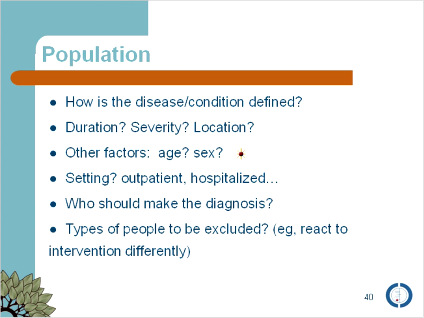Maybe other factors that you need to consider, like age. The setting, so some may just be looking at outpatient or hospitalized patients, for example. Thinking about who should be making the diagnosis is important. And maybe there are types of people that need to be excluded, because they react to the intervention differently. It may be important that they shouldn't be combined with those that you're actually interested in evaluating, but should be considered separately.